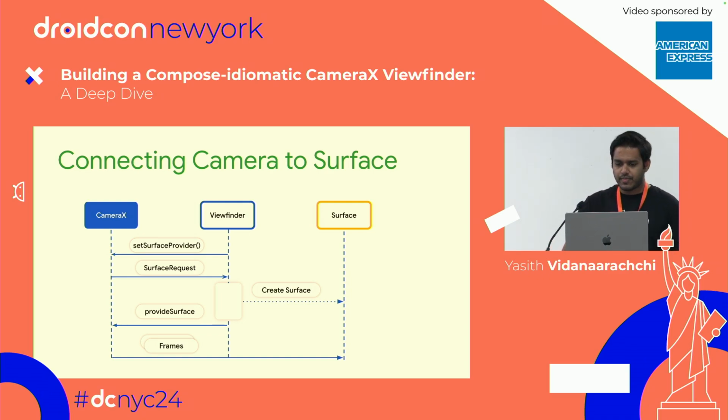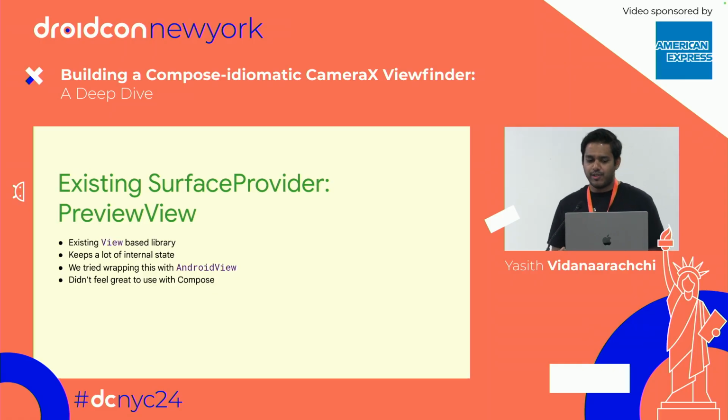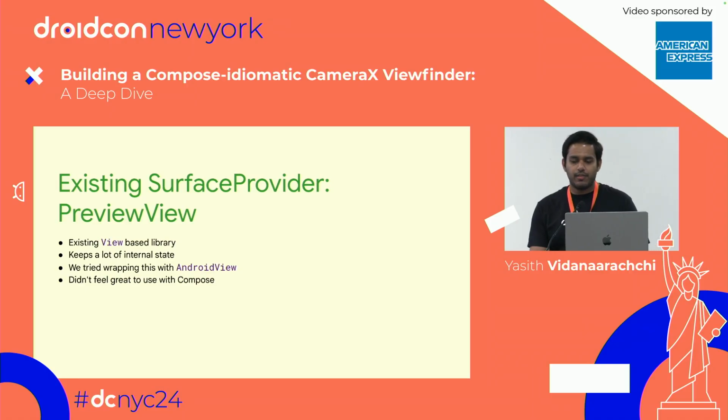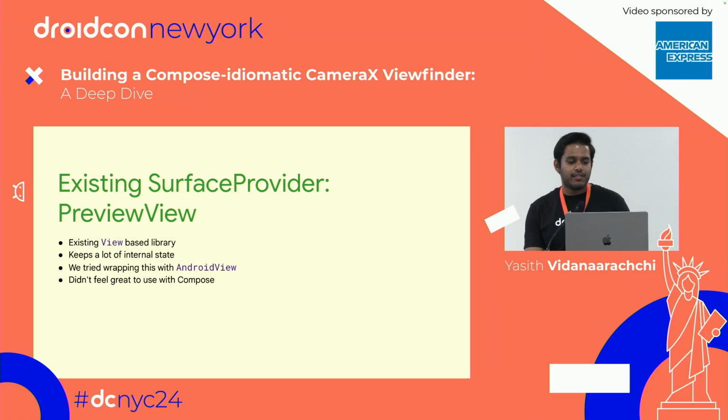So we do have something that does all of these things now. It's called PreviewView. It does all of this and more, but let's see what it is. It's a view-based library. It keeps a lot of internal state, and we tried wrapping this with AndroidView to see how users like it and to see how we like it, but it didn't feel great to use with Compose.